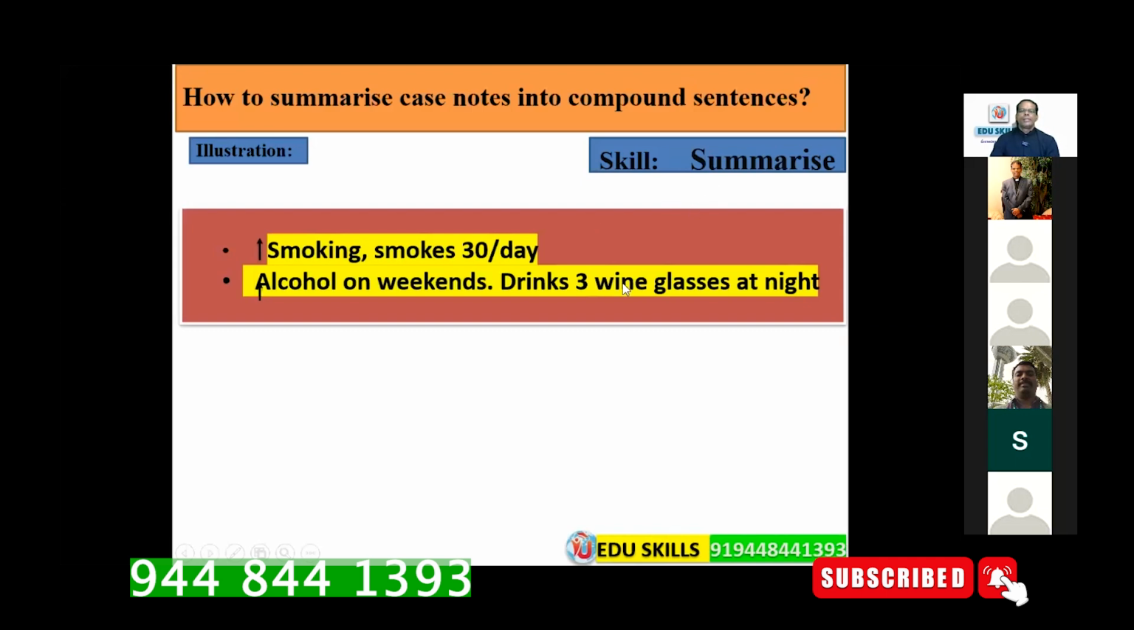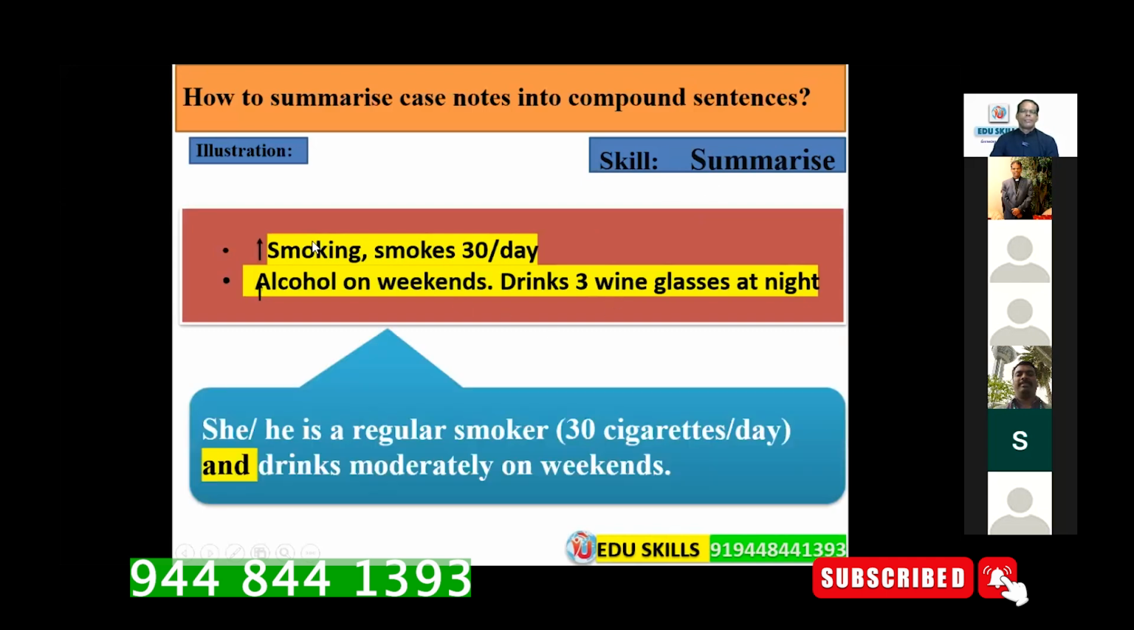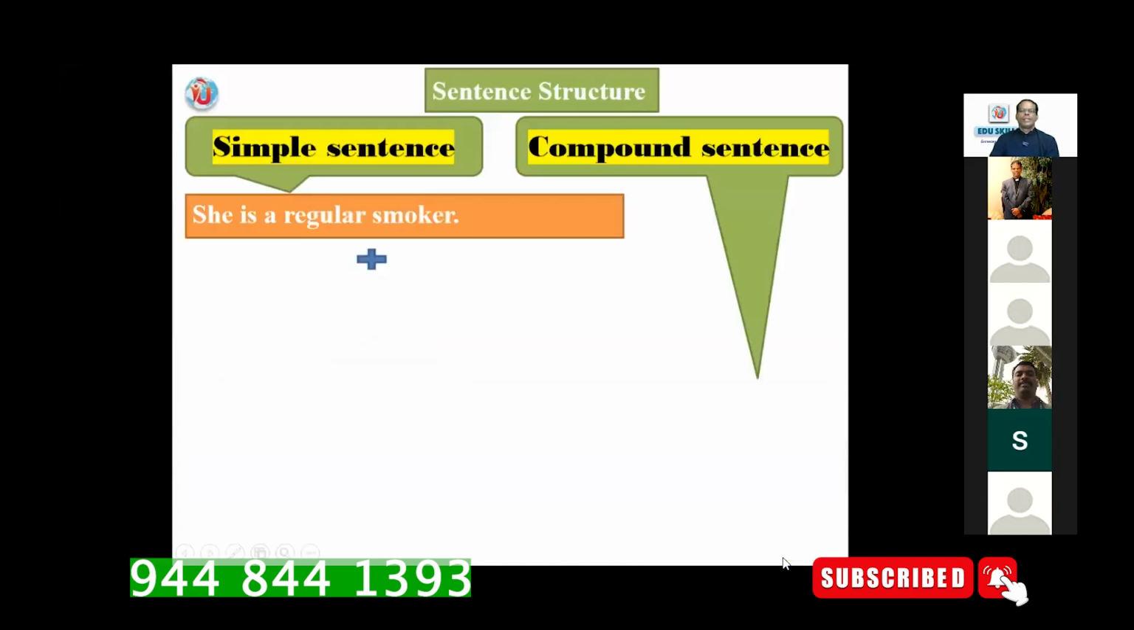How to summarize case notes into compound sentences? The skill required is your ability to summarize. For example, smoking high, smokes 30 per day, alcohol on weekends, drinks 3 wine glasses at night. So you have to combine these case notes. He or she is a regular smoker. In brackets, if you can mention it if it is significant. If it is very significant, you can mention 30 cigarettes per day. And there is a conjunction, drinks moderately on weekends. Just to tell you how to combine. See, simple sentence into compound sentence.